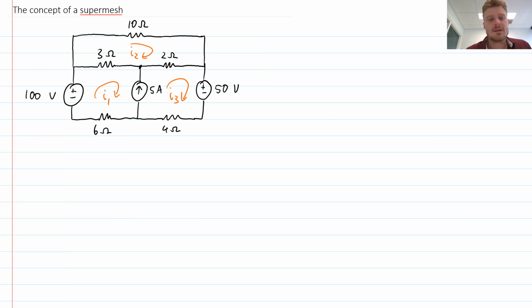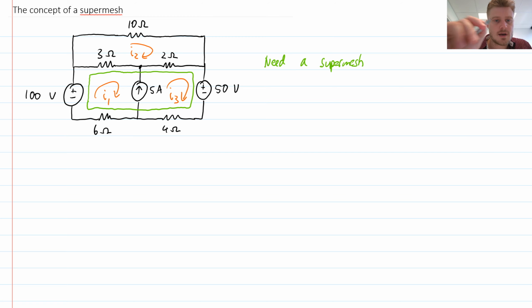So here I need a supermesh. A supermesh is when I draw a new path that goes all the way around this loop so that the current source is fully enclosed within that loop. So this green line that I've drawn here is my supermesh. This enables me to analyze my circuit using KVL all the way around that loop. So use Kirchhoff's voltage law around the supermesh.